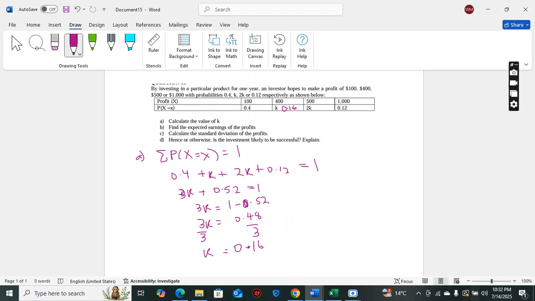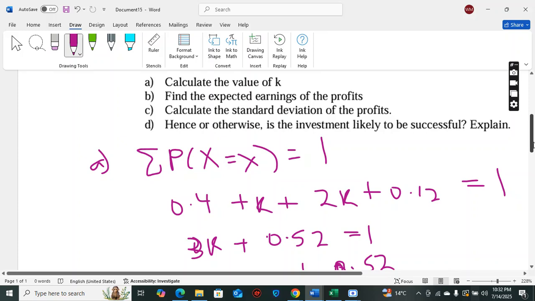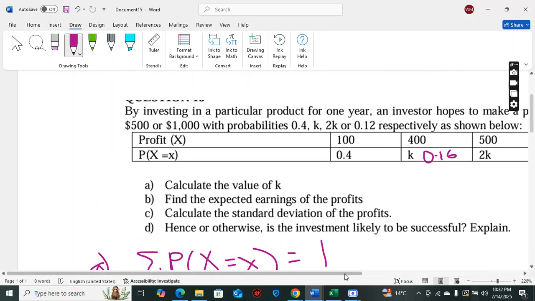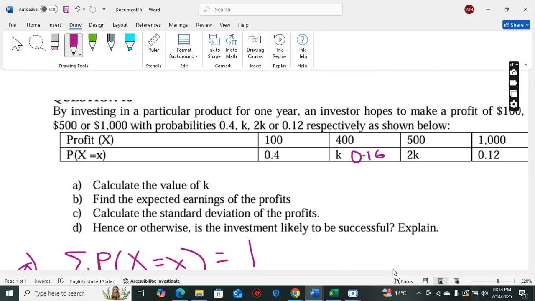So 2 times 0.16? Yes. So when you see this, 2 times 0.16 is 0.32.